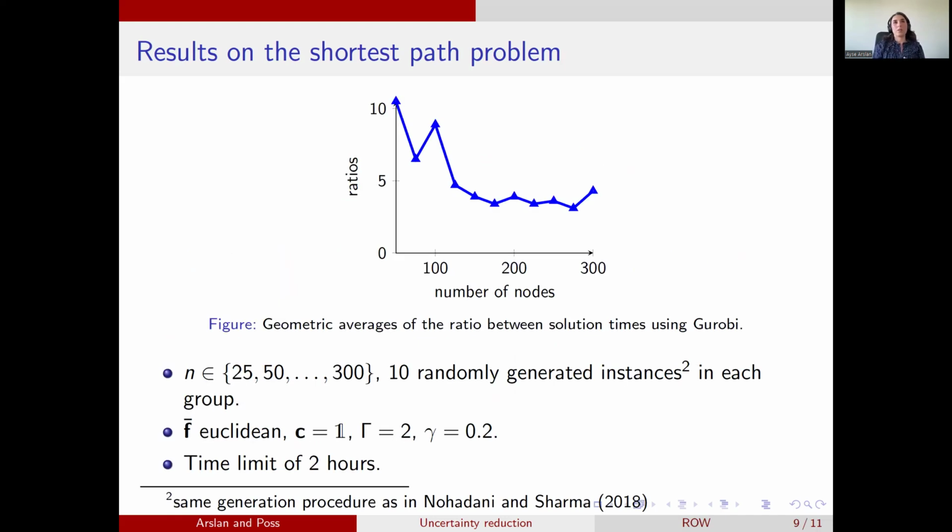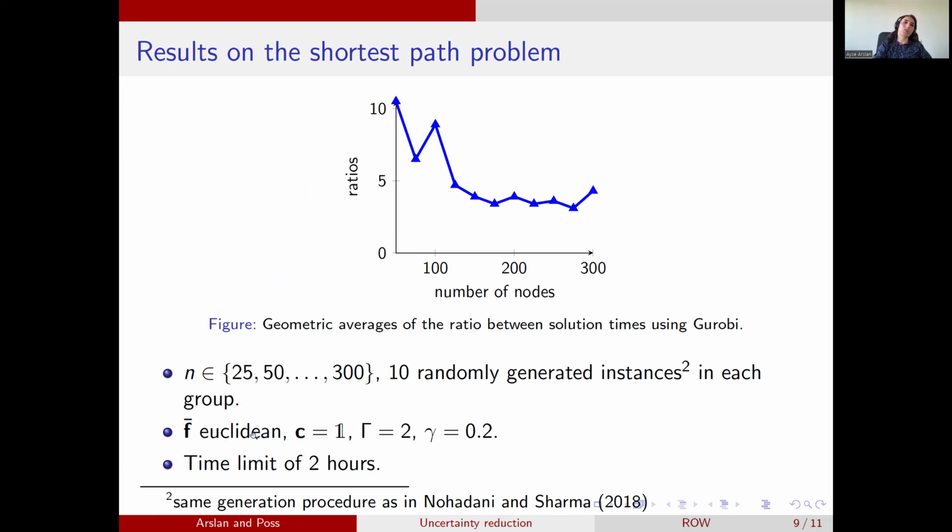So the first kind of numerical results that you're seeing here is the ratio between the solution time of the MIP approach using Gurobi divided by the solution time of the algorithmic approach. And each of the data points that you see here was obtained as the geometric average of 10 randomly generated instances. We used the same generation approach as in Nodanian Sharma. And we presented these data points as a function of increasing instance size. So you're seeing here the number of nodes in the network.